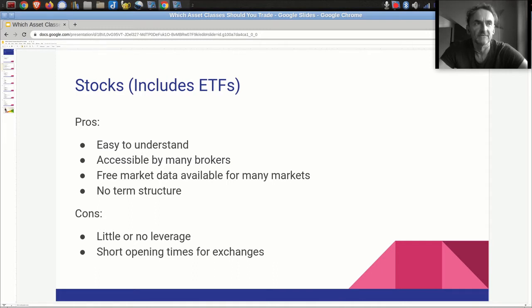Specifically, if you look at Yahoo Finance or also Google Finance, you can download the market data and use them for your quantitative trading. The good thing with stocks is that unlike other asset classes such as futures and options, they don't have a term structure. So they're just perpetual, nothing ever changes with them.